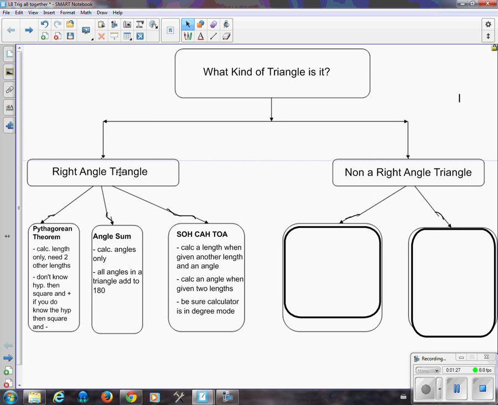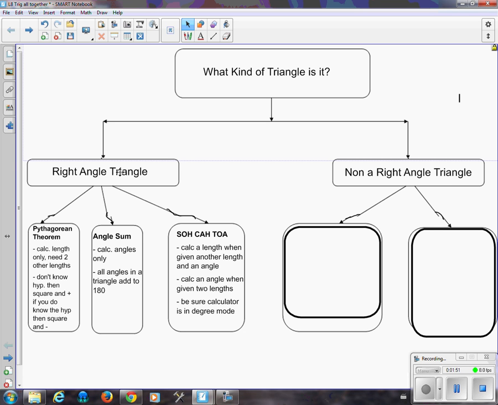SOHCAHTOA, you can calculate a length, or you can calculate an angle. You can calculate a length when you're given another length and an angle, or you could calculate an angle when you're given two lengths in the triangle. Be sure to make sure your calculator is in degree mode, and be sure to choose the right formula, sine, cos, or tan, based on how your diagram is labeled.